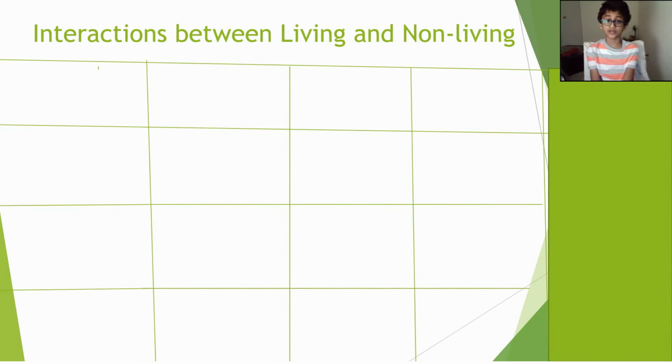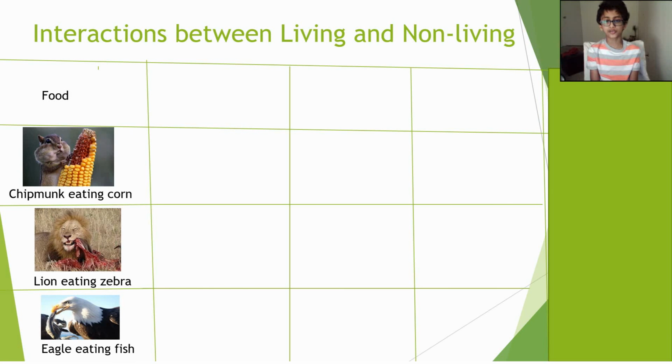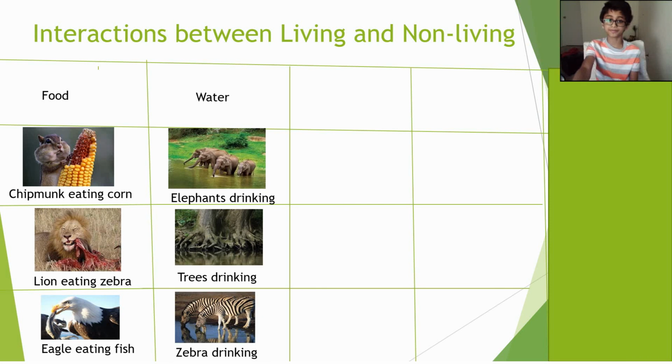Next, we're going to go on to interactions between living and non-living things. I divided this section into 4 groups. So first, we're going to talk about food interactions. There are 3 food interactions I named here. First is chipmunk eating corn. This is a living thing to non-living thing. Now it's a non-living thing because it has been eaten. Lion eating zebra. It's also a living thing to non-living thing interaction because the zebra has been killed. And eagle eating fish is also a non-living interaction because the fish has been killed.